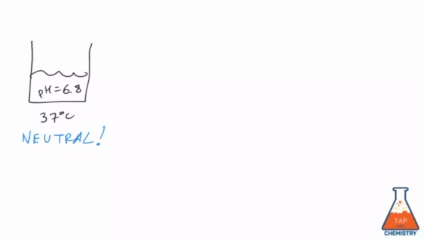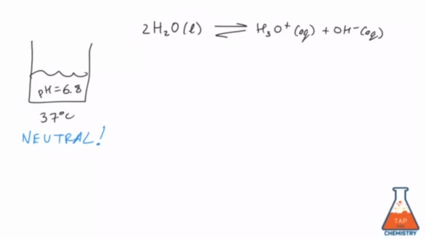We know that water doesn't just exist as H2O liquid. It also self-ionizes to H3O+ and OH- ions. From the stoichiometric coefficients, we see that when the water is pure, we always have equal concentrations of hydronium and hydroxide. Therefore, pure water is always neutral.